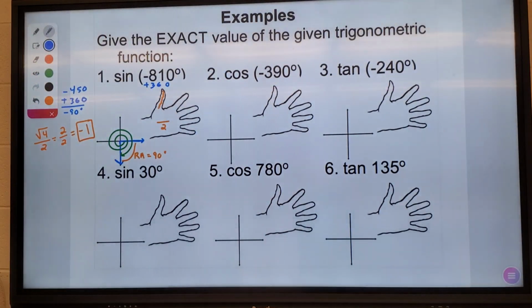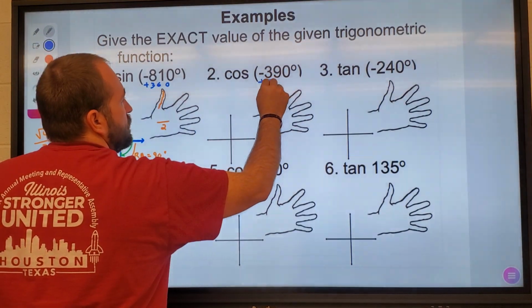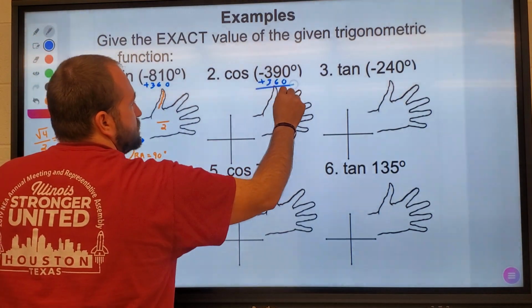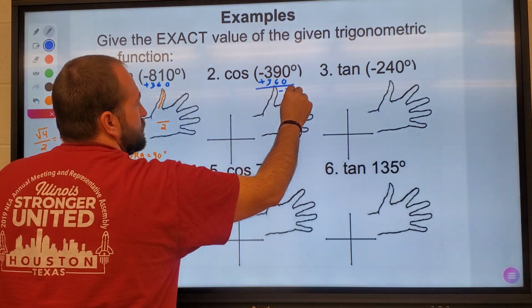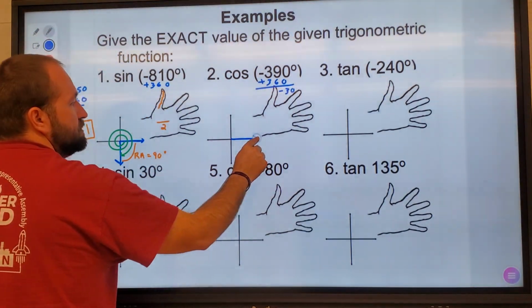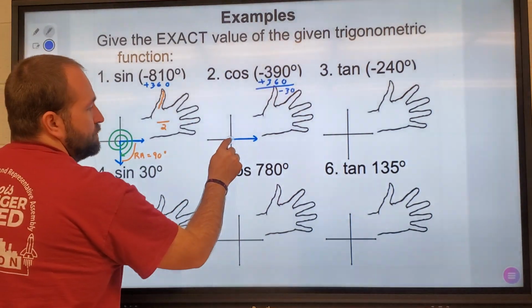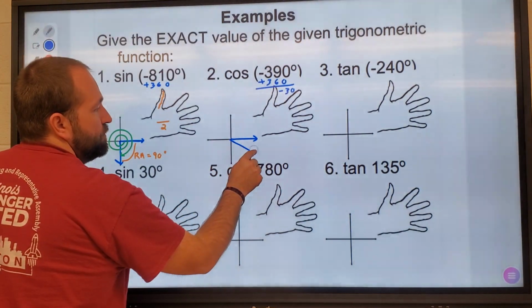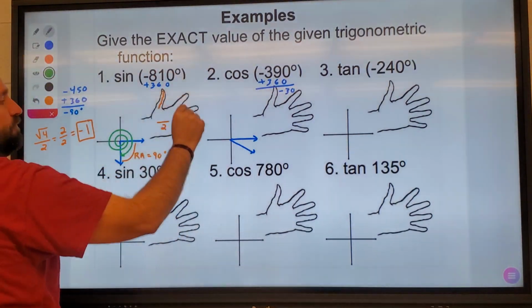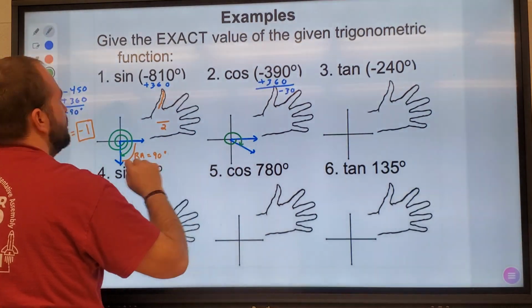Number 2, again, I have a negative value in there. It's a negative 390. I'm going to add 360 to that as well, which gives me negative 30 degrees. Again, I'm going to plot that as if I'm plotting this standard position. My initial side, my 30 degrees is here. I have 1 full rotation, so I start here, I go down and around, and I have 1.